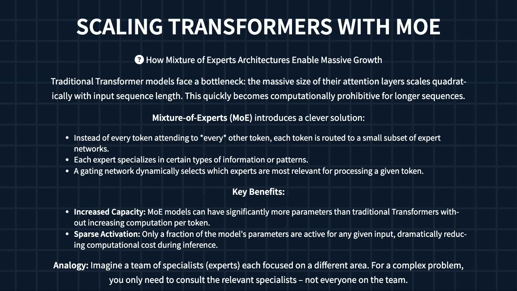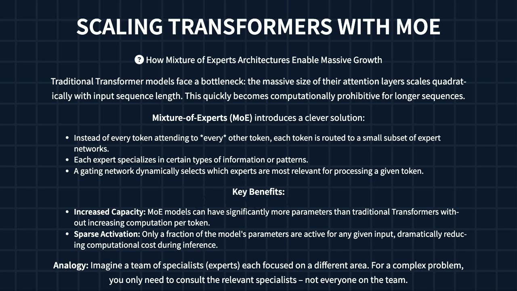The problem is that as transformers get bigger and better, their attention mechanisms grow quadratically with the length of the text you're feeding them, meaning if you double the input sequence, the computation increases fourfold. It quickly becomes impossible to train and run these massive models.